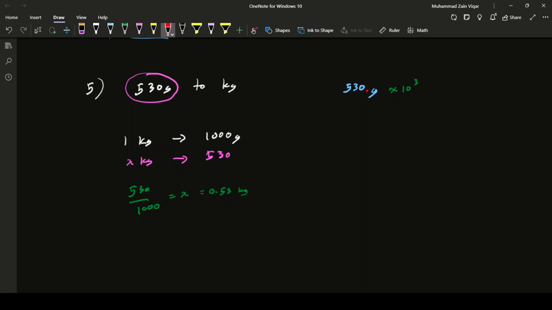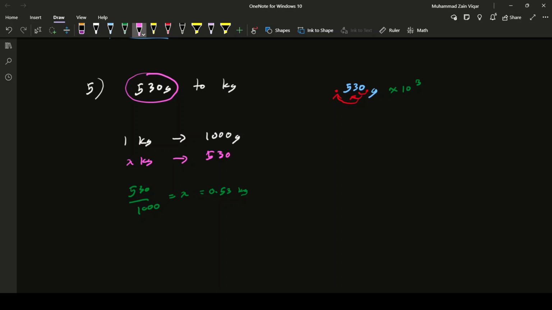Previously, I was moving the decimal point towards the right, and my power was decreasing by 1 each time I did that. This time I'm moving it towards the left, and every time I move it towards the left, my power increases by 1. So one time I do that, my power becomes times 10 to the power 1. The second time, times 10 to the power 2. And the third time I do that, my decimal comes here, and the power becomes times 10 to the power of positive 3. So this is what we get.